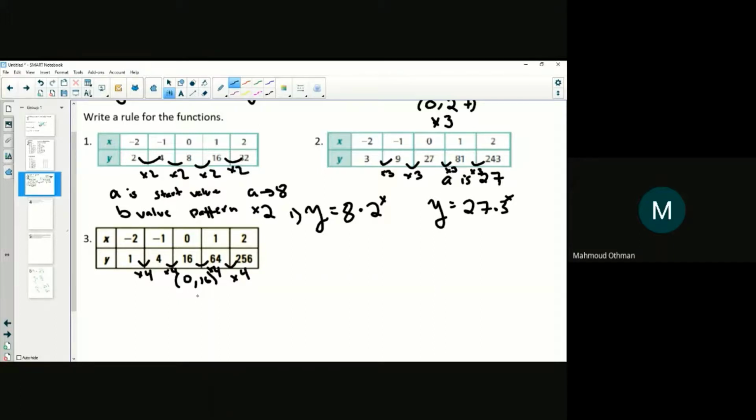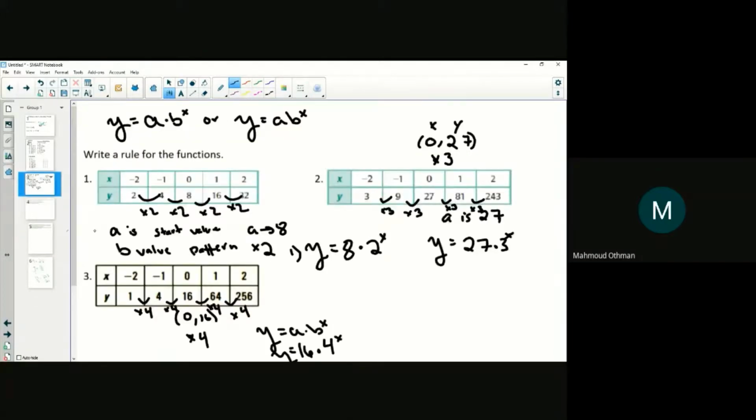So I have my starting value. I have my pattern, which is times 4. Remember that y equals a times b to the x. If my a or starting value is 16, and my b value or my pattern value is 4, it's going to be y equals 16 times 4 to the x. And that's it for that one.